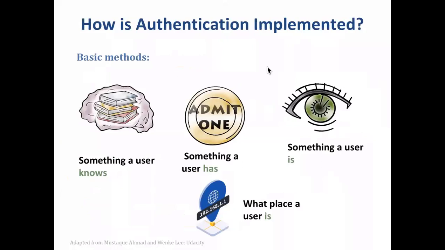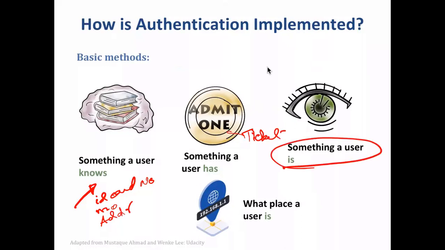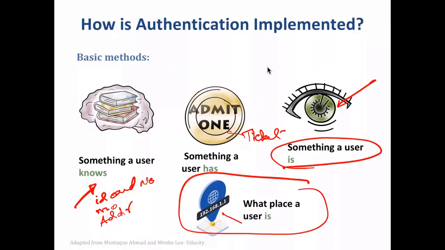So, something we know already, for example our ID card, etc. A number, or mobile number, address, etc. Something we have is like a ticket. Something we are as an individual, like iris or fingerprint, and what place we are in, like IP address or geolocation.